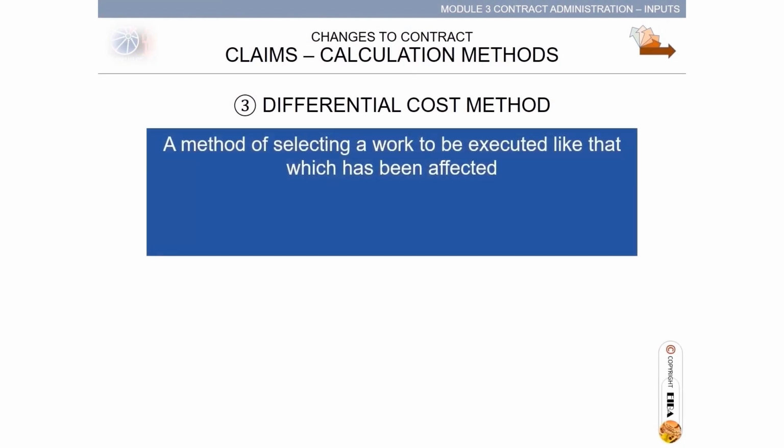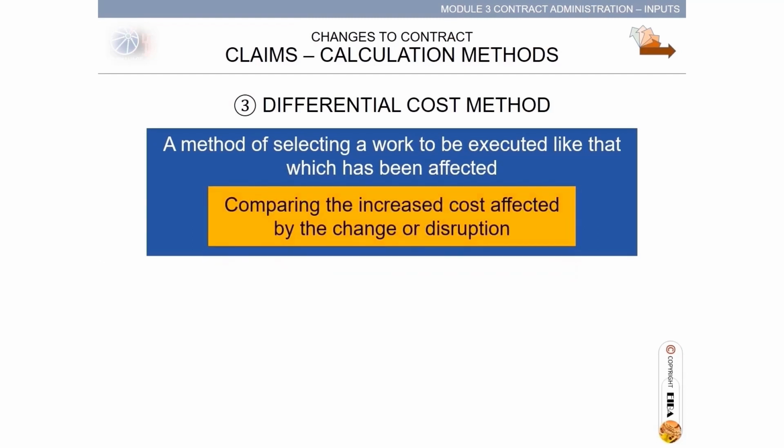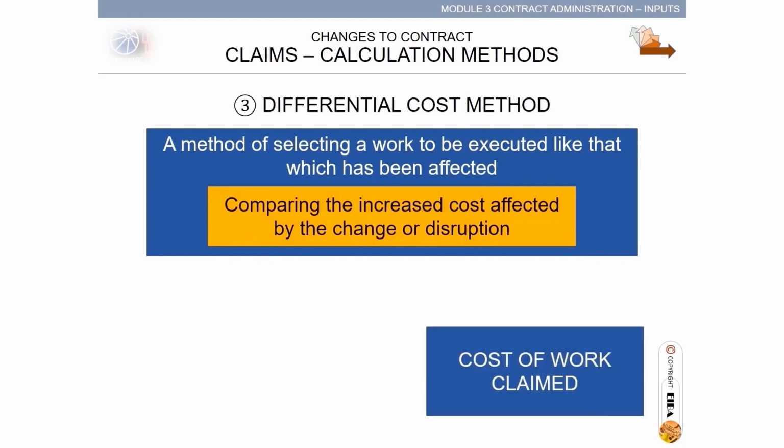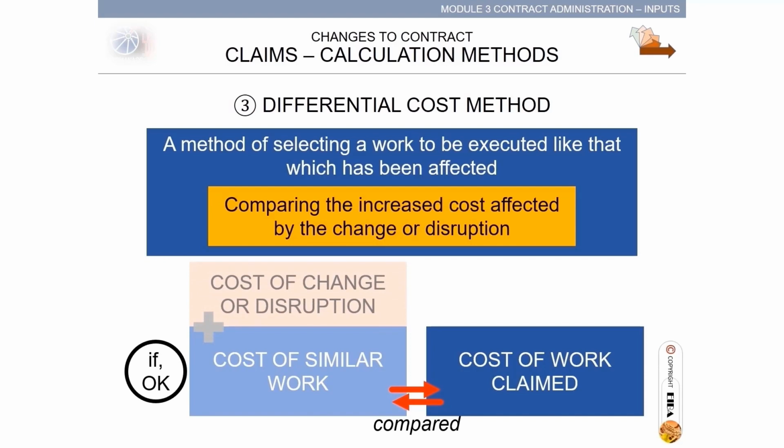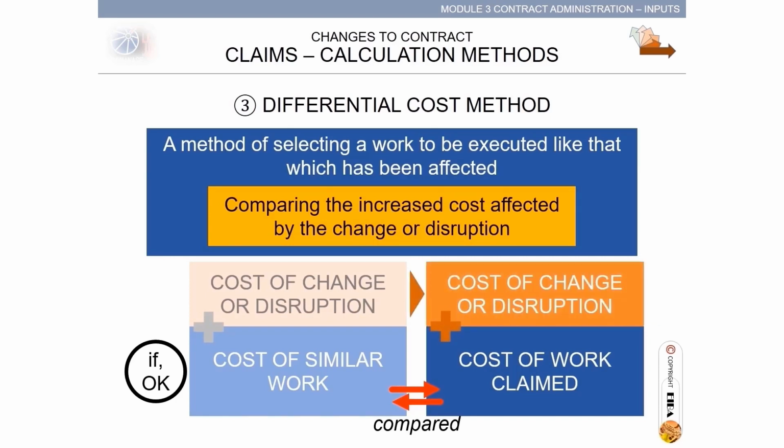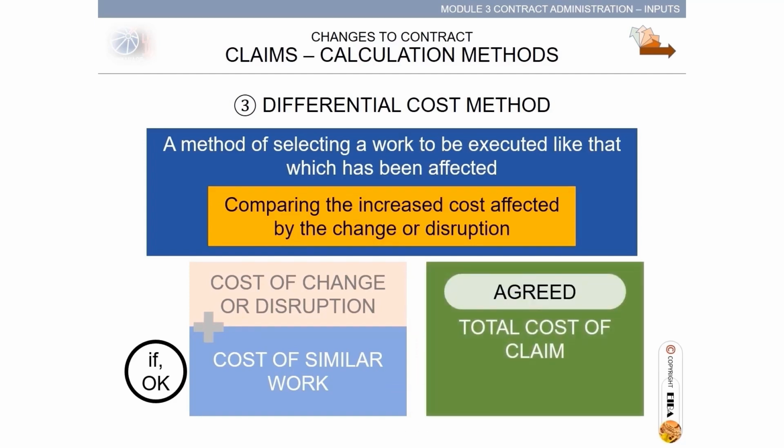Third, differential cost method. A method of selecting a work to be executed like that which has been affected, comparing the increased costs affected by the change or disruption. Cost of work claimed by constructor is compared to the cost of a similar work. If that is okay, the cost of change or disruption is added to the cost of similar work. Then, this cost of change or disruption is added to the cost of work claimed by constructor. That total cost then becomes the agreed total cost of claims.